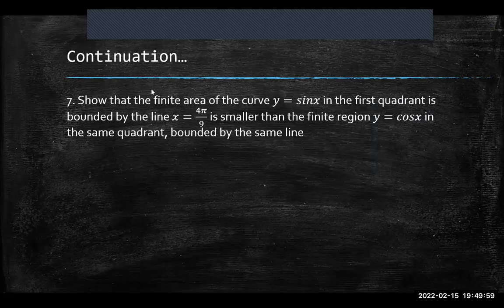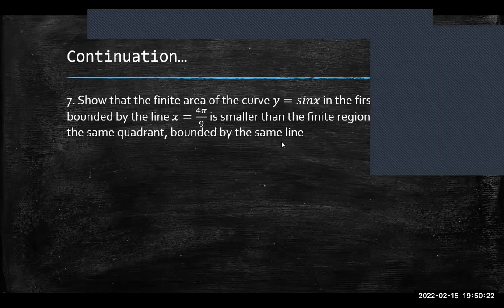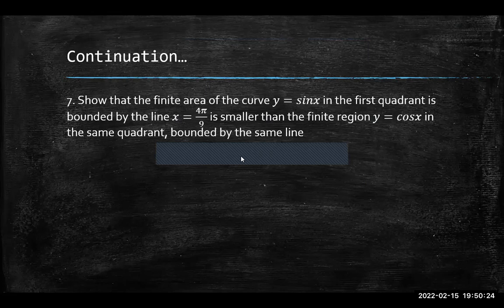But I asked you to show that the finite area of the curve y is equal to sin x in the first quadrant bounded by the line x is equal to 4 pi on 9 is smaller than the finite region y is equal to cos x in the same quadrant bounded by the same line. Real words, 20 words, I know. Very, very simple though.